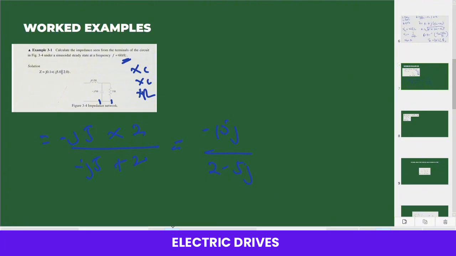We can then simplify this using the conjugate, multiplying by 2 plus 5J over 2 plus 5J. Negative 10J multiplying 2 becomes negative 20J. Negative 10J multiplying 5J gives J squared, which is negative 1, so it nullifies the negative and we get plus 50. The denominator is the difference of squares: 2 squared is 4, plus 5 squared which is 25, giving 29. So we get negative 20J plus 50 all over 29.